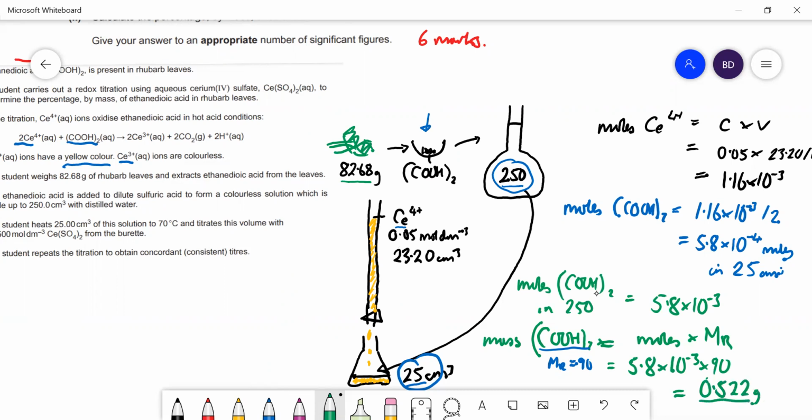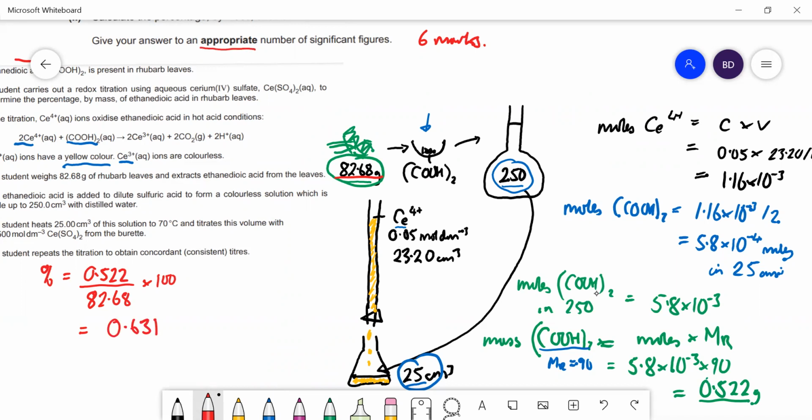Now it wants us, that came from a total mass of 82.6 grams of rhubarb leaves. So the percentage of rhubarb leaf which is ethane dioate is the mass of ethane dioate divided by the mass of the leaves times 100, and that gives us a value of 0.631. Okay, appropriate number of significant figures.